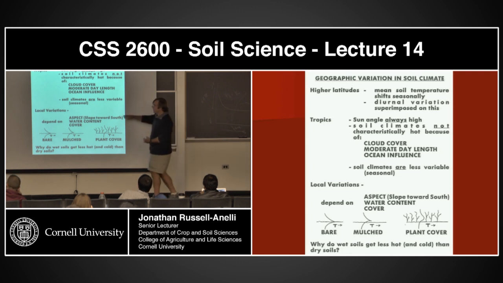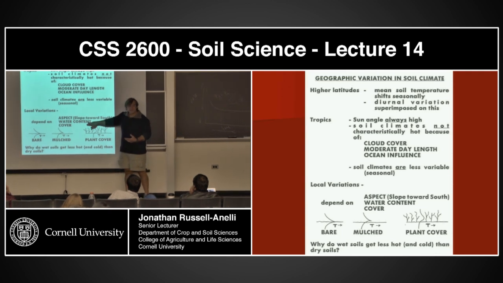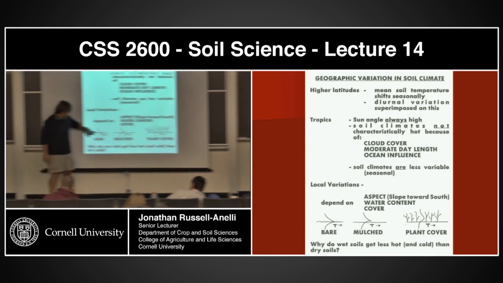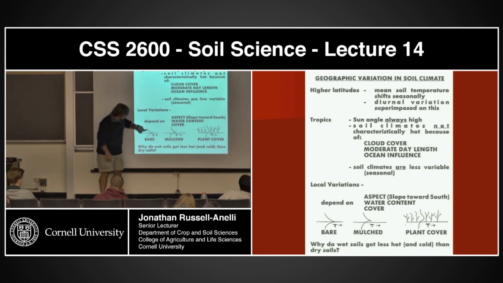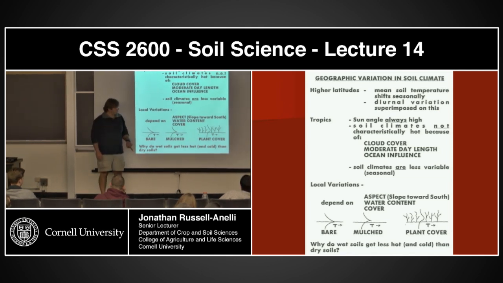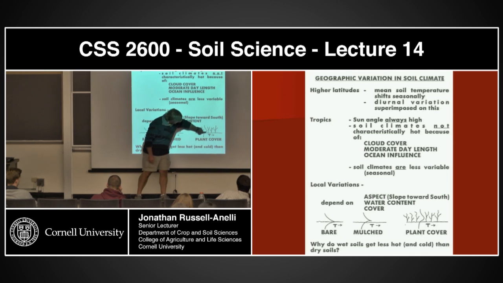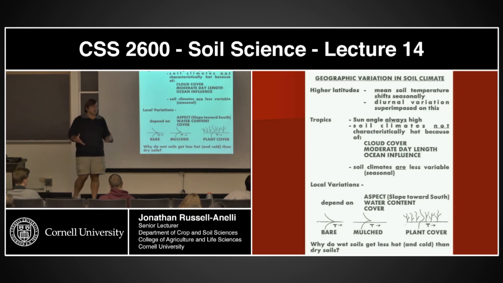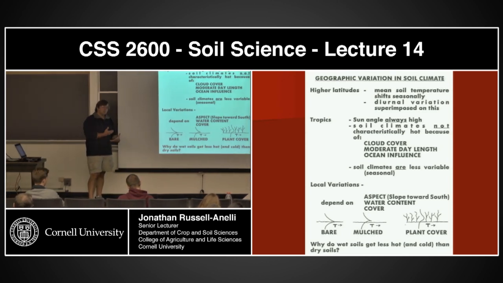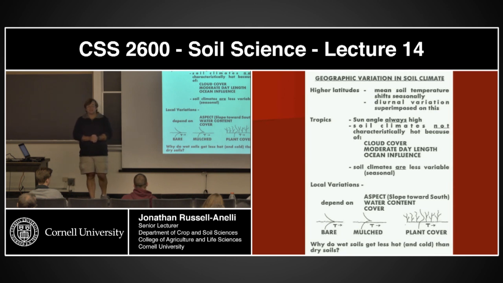Now you also have local variations, and I've been premising these as management, but it depends on the aspect, that slope angle. Remember the surface area being hit by the light, the water content of that soil, as well as the cover. So if I have a bare soil versus a mulch soil versus a plant cover, this line represents the temperature gradients, okay? And here's the line for the temperature gradient. All right, so let me ask a question. At this point, we should be able to answer: why do wet soils get less hot than dry soils?